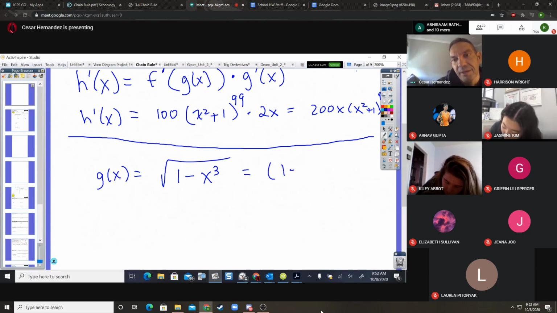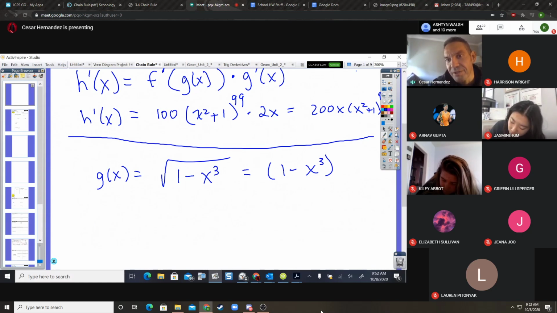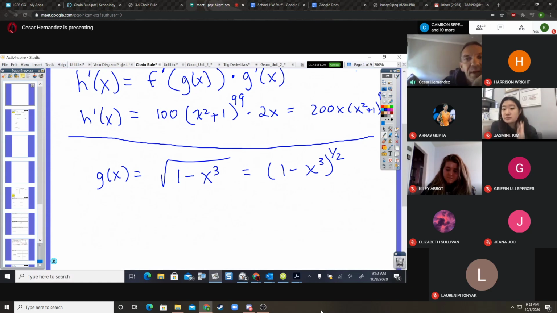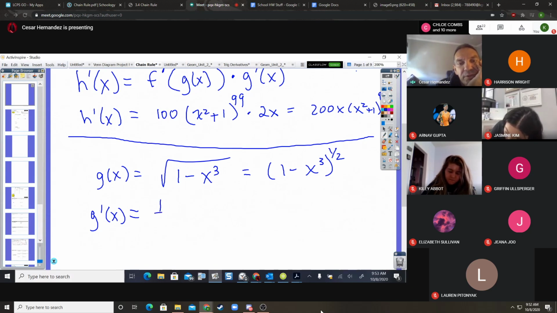Again, algebra, not me. This is algebra. Whoever your 7th or 8th grade teacher for algebra was, thank them or blame them. So 1 minus x cubed to the 1/2 power. So now I've figured out that the outside function is the 1/2 power. So I take the derivative of that outside function.